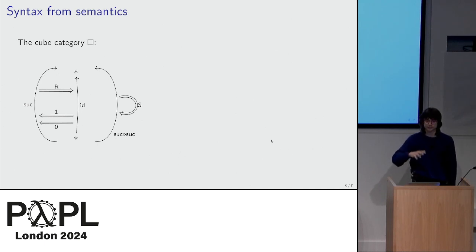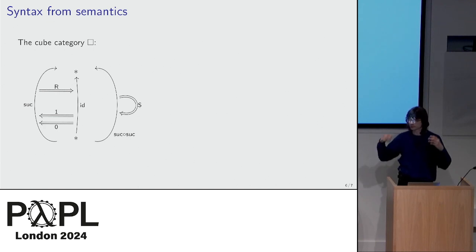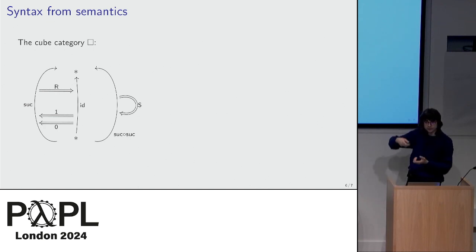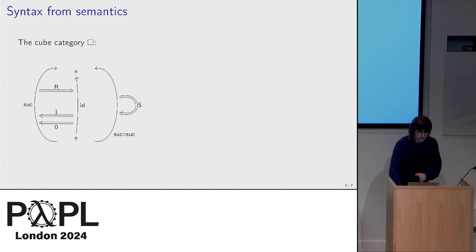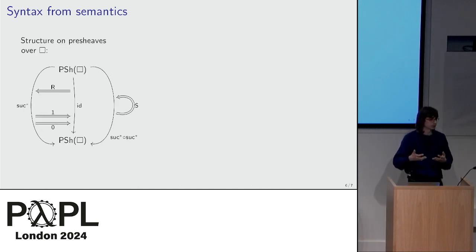And this generates our syntax. So our syntax, we don't invent beautiful new syntax out of the top of our head. We just extract it from the semantics. So how do we do that? This cube category induces structure on presheaves or families on these objects and morphisms of the cube category.